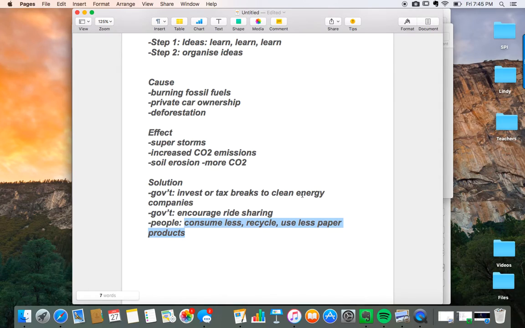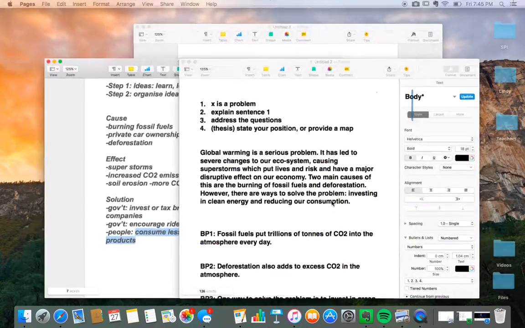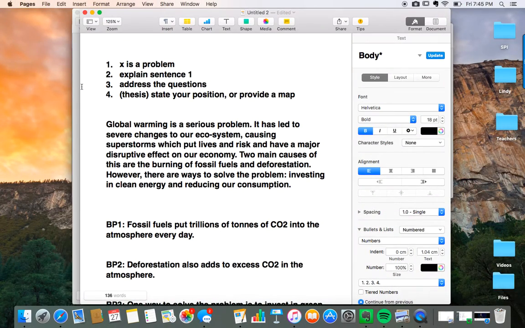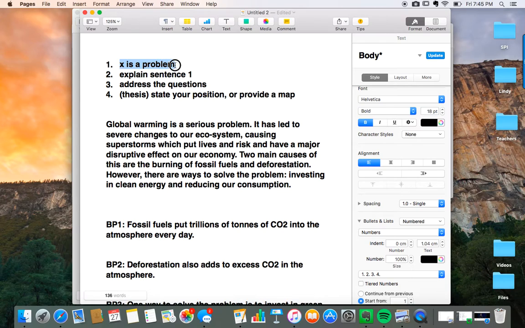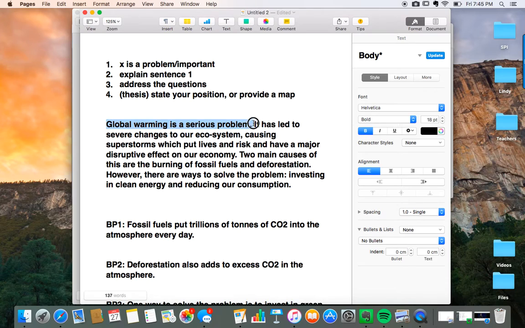Now, let's move on to the strategy for an introduction. All right. There's a lot of ways you can start your essay. My general advice to my students is to either say something is a problem or something is important. Now, with global warming, we know it's a problem. So we start off nice and simple. Global warming is a serious problem.